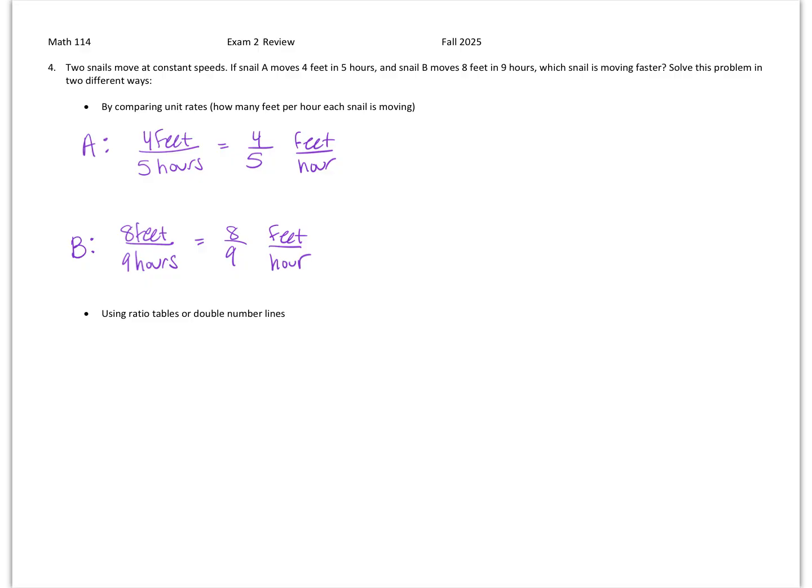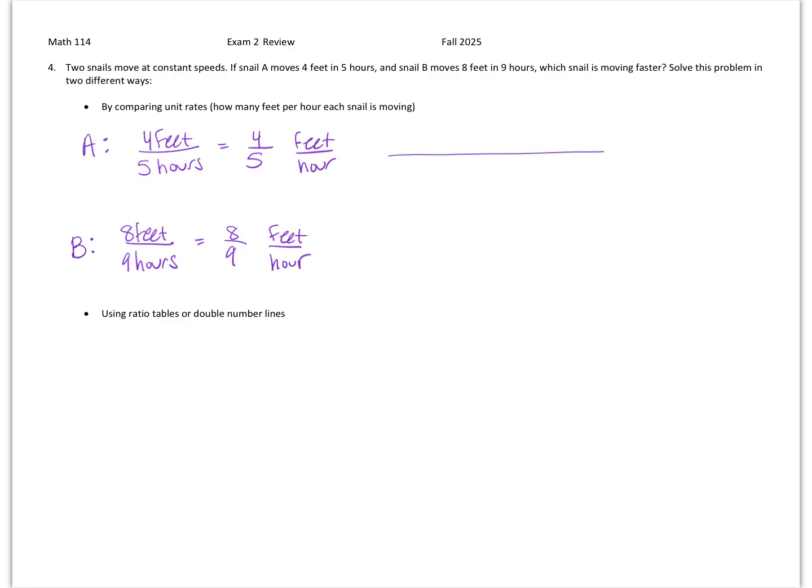And which one of these is faster? So 4 fifths or 8 ninths, which number is bigger? So we talked about how to compare fractions like this in our last semester course. 4 fifths is 1 fifth away from one whole, and 8 ninths is 1 ninth away. So this one is closer to one than this one is, which means 8 ninths is bigger. So 8 ninths is faster.